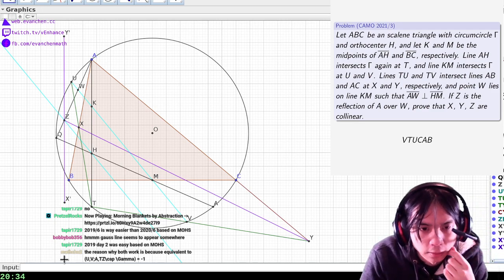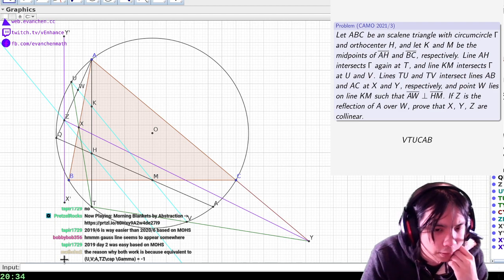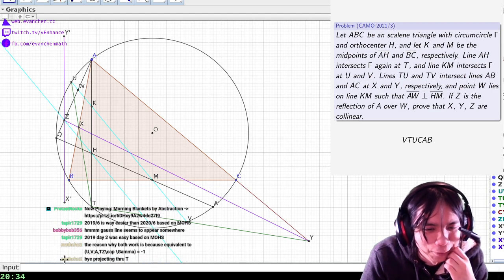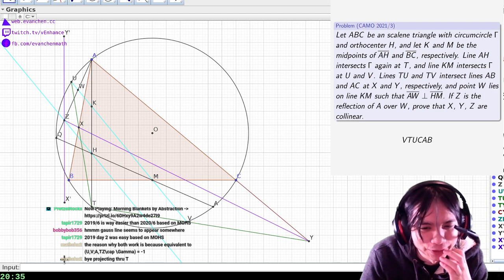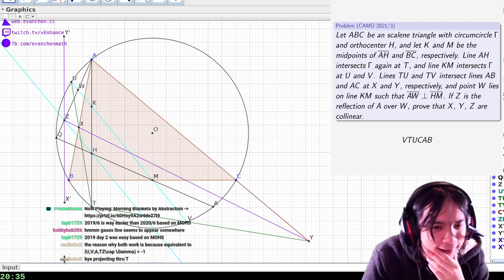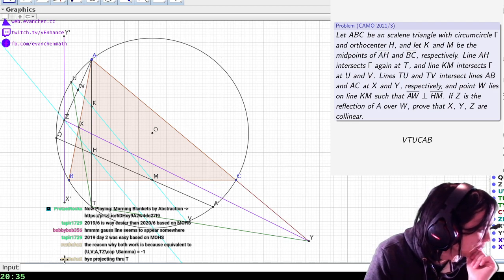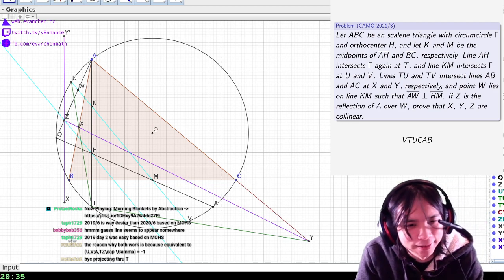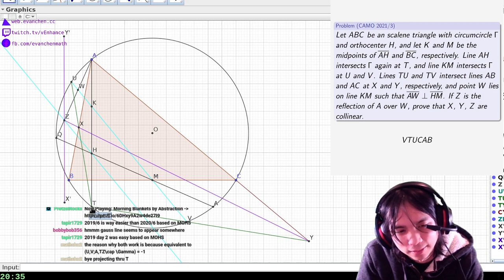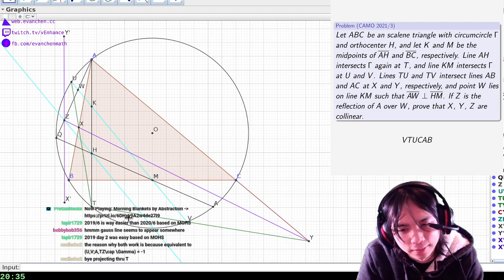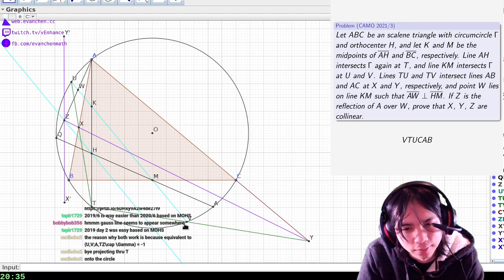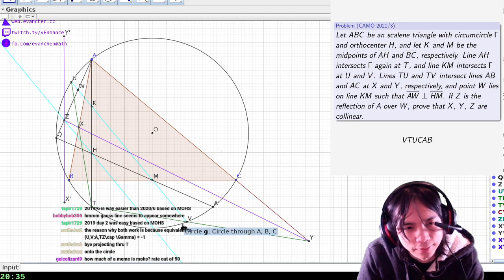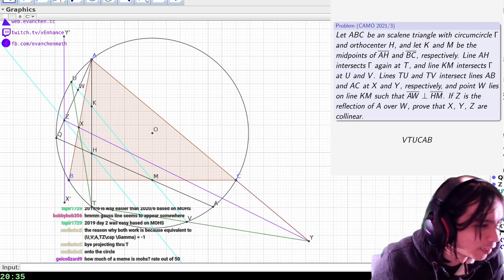UVA. TZ intersect gamma. Wait, what? Wait, is that harmonic? That seems really useful to know. Wait. How do you get that? By projecting through T, X, Y. Oh, huh. Okay, does that let me get rid of X and Y? That seems like a good idea.